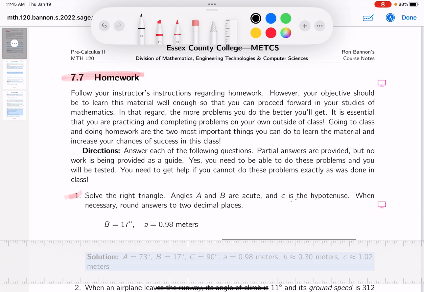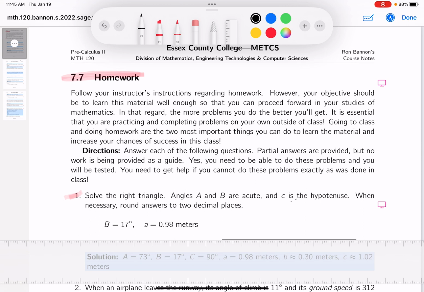So it says solve the right triangle. I put a base down, and there's a right triangle over here. It says angles A and B are acute, and C is the hypotenuse. So they're telling me a good deal about the triangle at this point, but nothing specific other than the fact that it's a right triangle. One of the angles is 90, and there are two acute angles A and B, and the hypotenuse is going to be labeled C. All right.